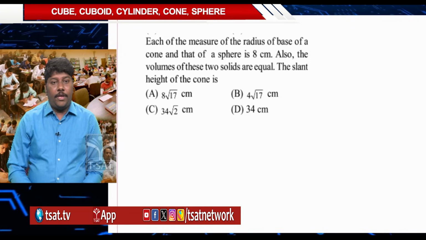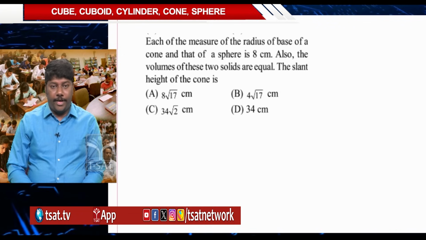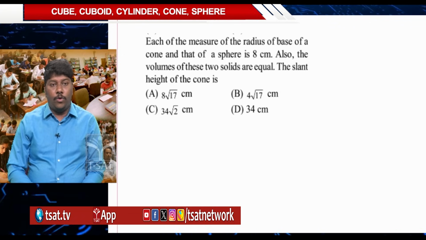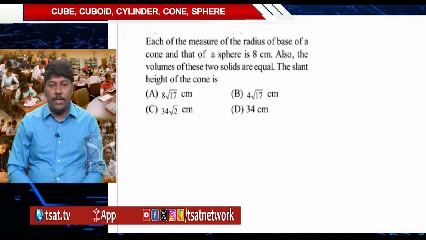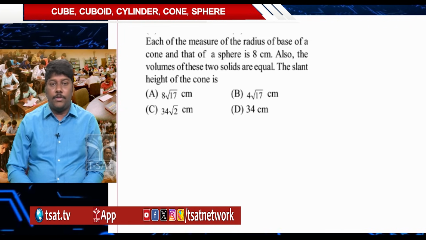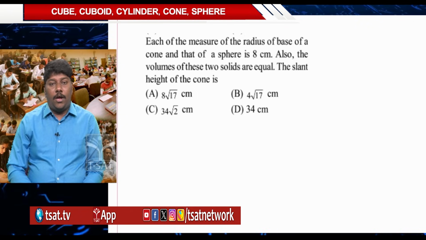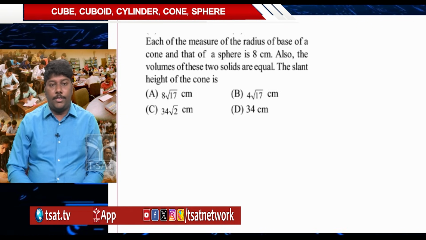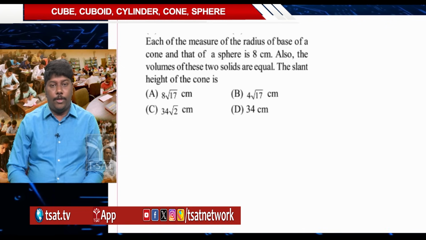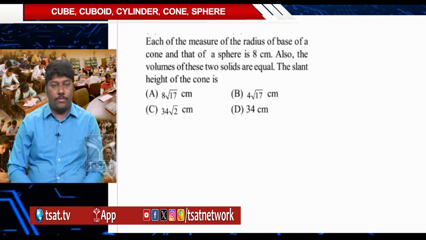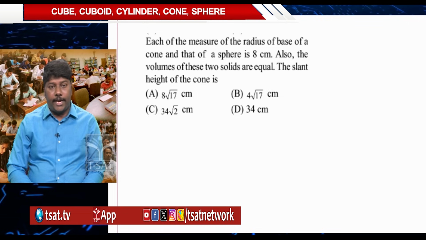Now look at this question. Each of the measures of the radius of the base of a cone and that of a sphere is 8 centimeter. Radius of base of cone. So the radius of both cone and sphere is 8 centimeter. Also the volumes of the 2 solids are equal. For both of them the volumes are equal, then the slant height of the cone. So he is asking you to find out the slant height of the cone.